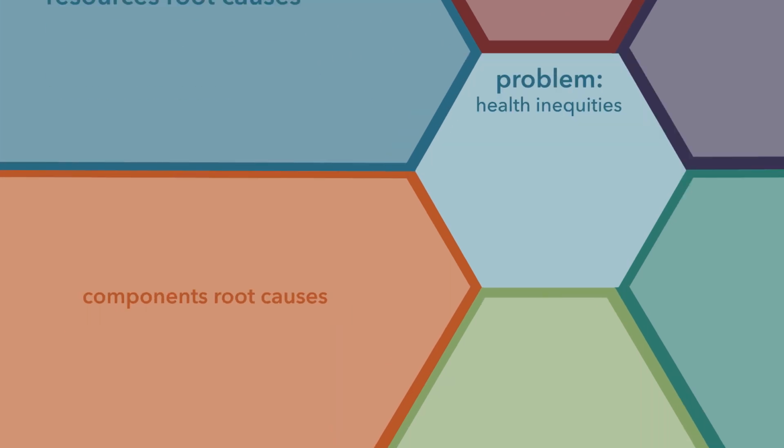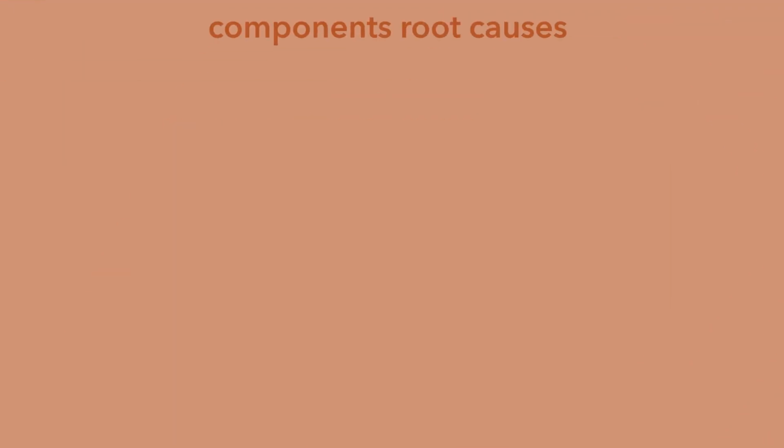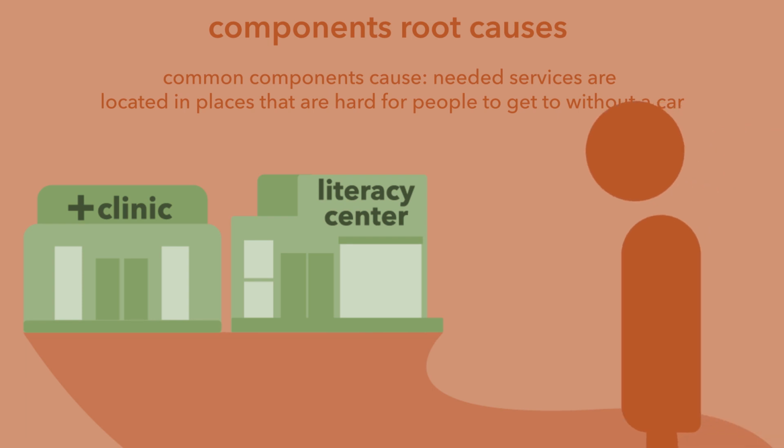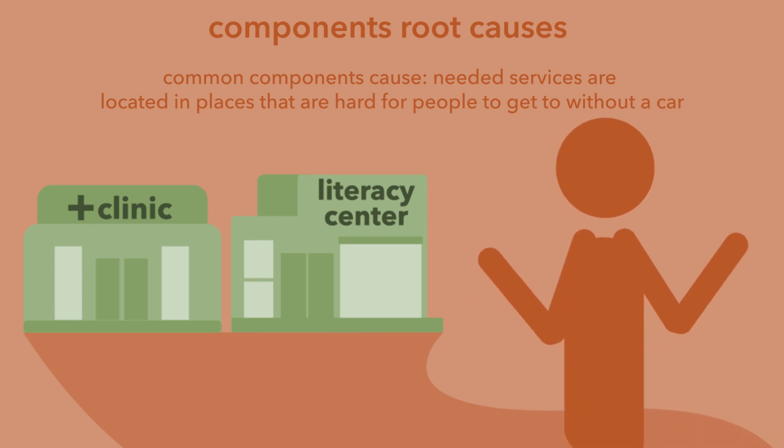System root cause 5: components. Components refers to the range, quality, effectiveness, and location of relevant services and supports. A common components root cause contributing to health inequities is when needed services, like a healthcare clinic or an adult literacy program, are offered at locations and times that are difficult for people to use.